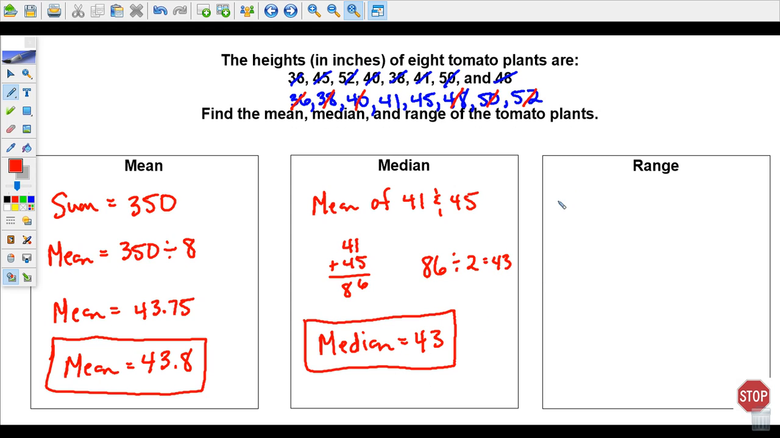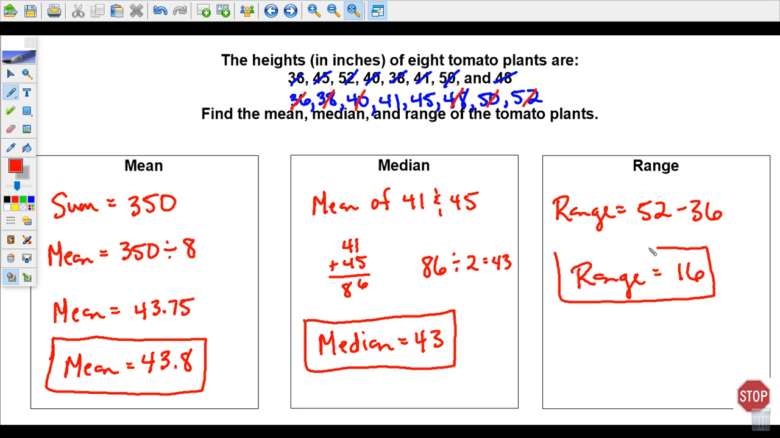For the range, remember it's biggest minus smallest. So the biggest was 52. The smallest was 36. 52 minus 36 is 16. So the range, the difference between the biggest and the smallest, was 16 inches. And that's how you find mean, median, and range for sets of data.